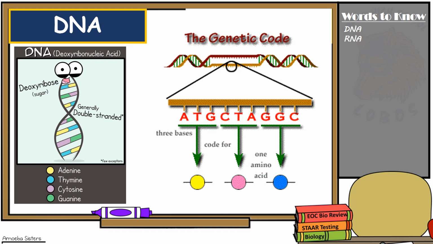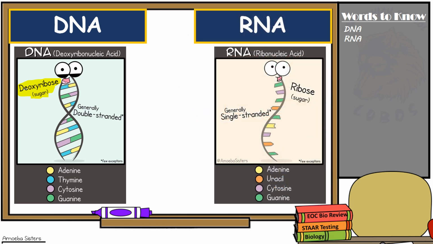Now, it's also important to notice the sugar that's found in DNA. DNA sugar is actually deoxyribose sugar, which is why it's called DNA, deoxyribonucleic acid. Okay, so now that we know what DNA looks like, now let's take a look at RNA. Now, RNA is also made from nucleotides.